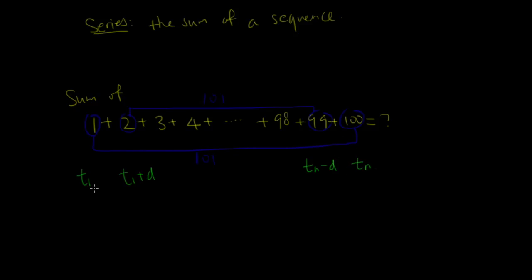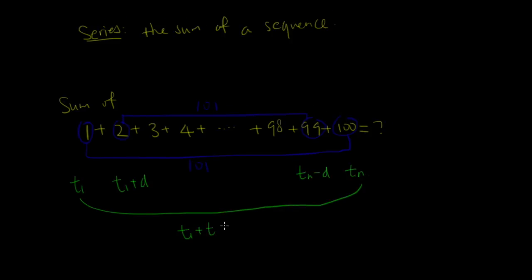So if we add these two numbers over here, we get T1 plus Tn. And same thing, if we add these two numbers over here, we would get T1 plus d plus Tn minus d, where the plus d and minus d cancel out, and we get T1 plus Tn, which is the same result. So that's why, if we pair up all these numbers, all the pairs will have the same sum.